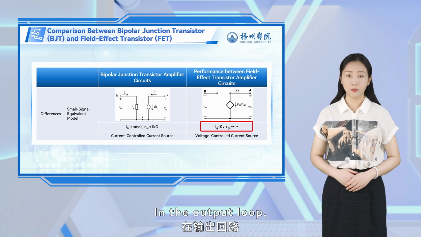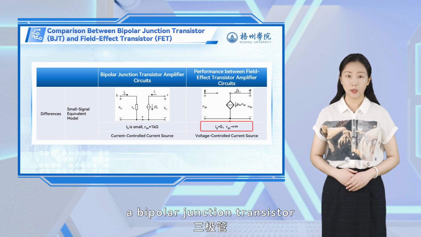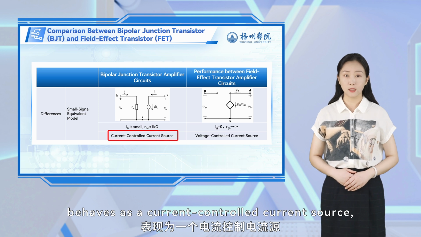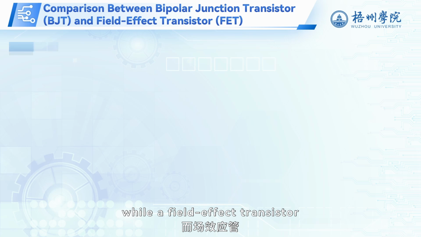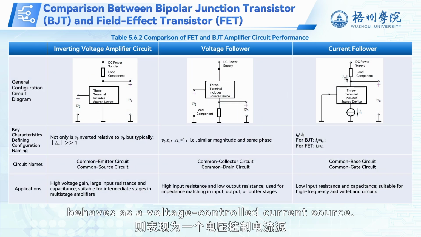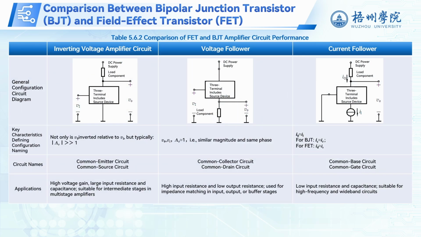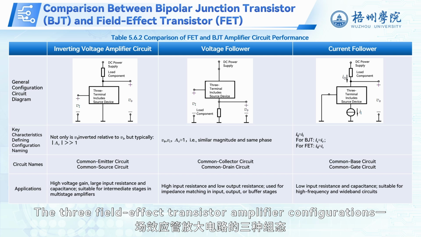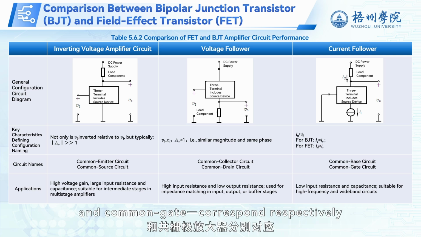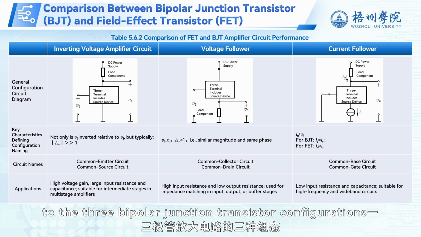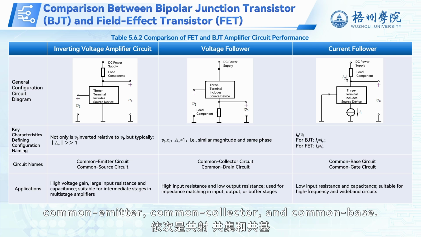In the output loop, a bipolar junction transistor behaves as a current-controlled current source, while a field effect transistor behaves as a voltage-controlled current source. The 3 field effect transistor amplifier configurations, common source, common drain, and common gate, correspond respectively to the 3 bipolar junction transistor configurations, common emitter, common collector, and common base.